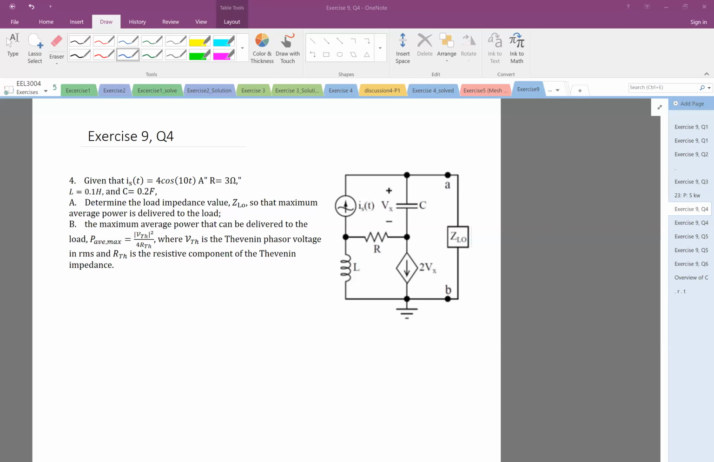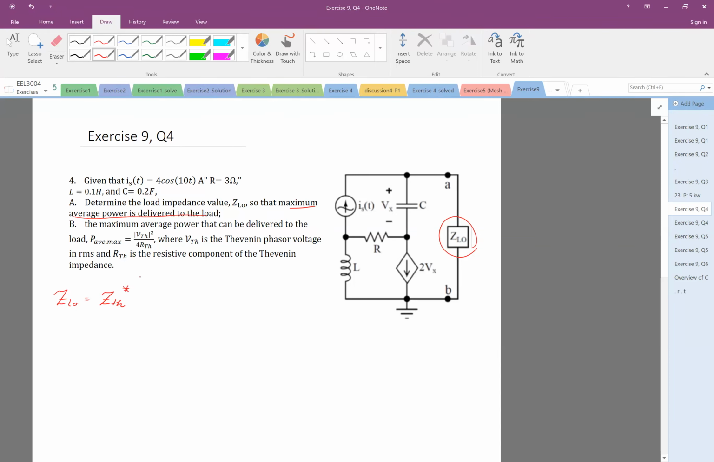So in this problem, this circuit is given and it wants us to determine the load impedance such that we have the maximum average power delivery to the load. From the lecture notes, we know that in order to have maximum power delivery to a load, Z of load needs to be Z of Thevenin conjugate.